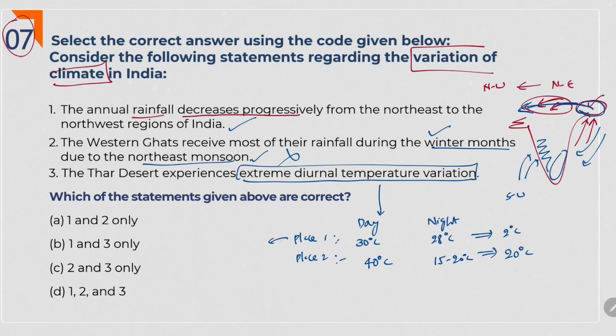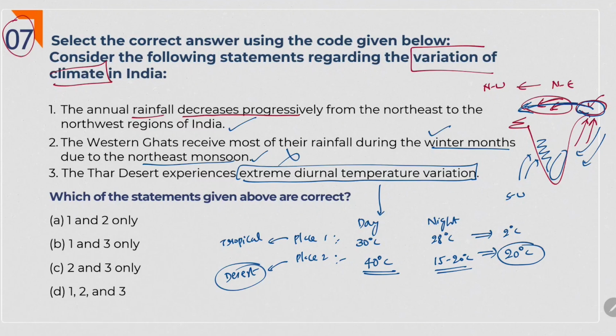The example of place 1 is tropical areas, because in tropical areas the temperature is almost the same in day and night. And coming to place 2, a good example is desert areas. In desert areas, because of the sunlight during the day, they experience a lot of heat, and at night, because of albedo and all, the temperature drops very low. So if you see, the desert areas experience the highest temperature variation. This is what they are telling in the third option.